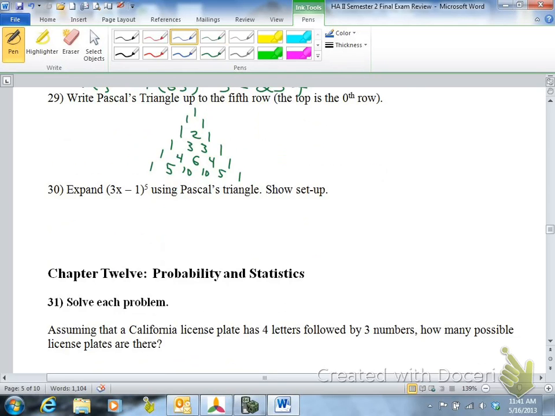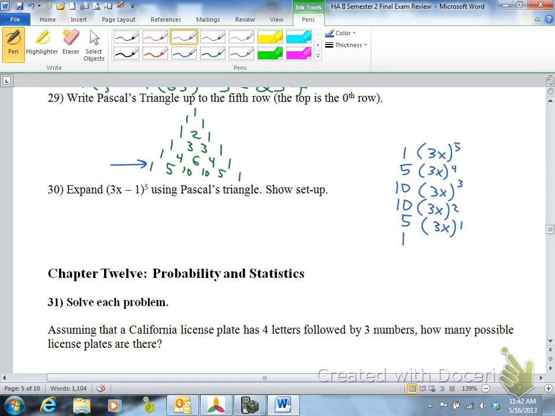We use the 5th row of Pascal's triangle. Write it down: 1, 5, 10, 10, 5, 1. And then you write the exponents. It's 3x, so it's like 5, 4, 3, 2, 1, 0. So you go 3x to the 5th, 3x to the 4th, 3x to the 3rd, 3x squared, 3x to the 1st, and then no 3x's.